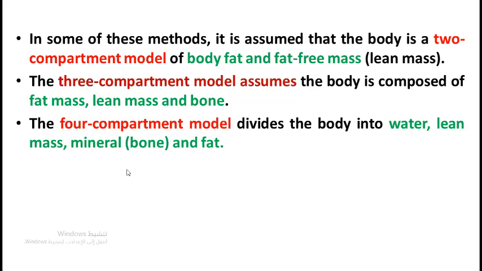In some of these methods, it is assumed that the body is a two-compartment model of body fat and fat-free mass. Okay. The three-compartment model assumes the body is composed of fat mass, lean mass, and bone. And the four-compartment model divides the body into water, lean mass, mineral bone and fat.